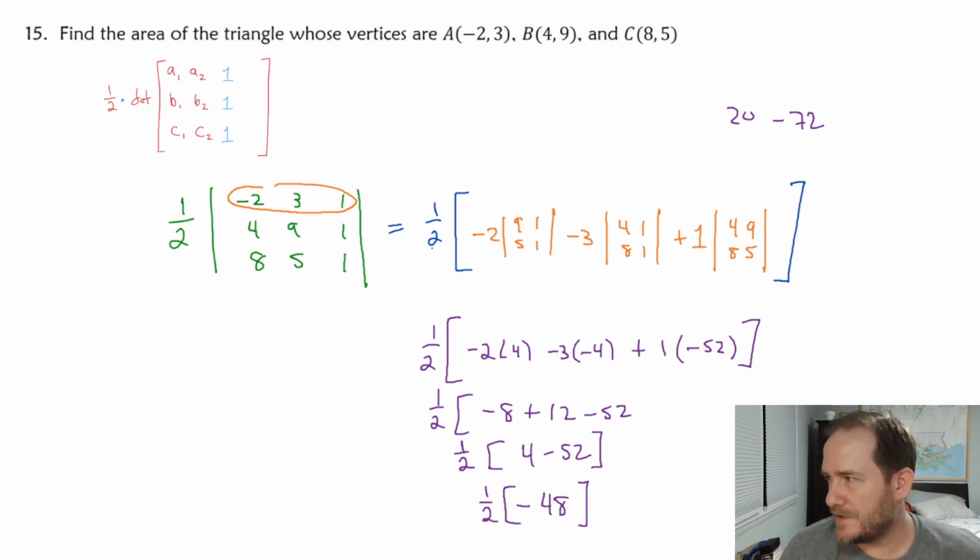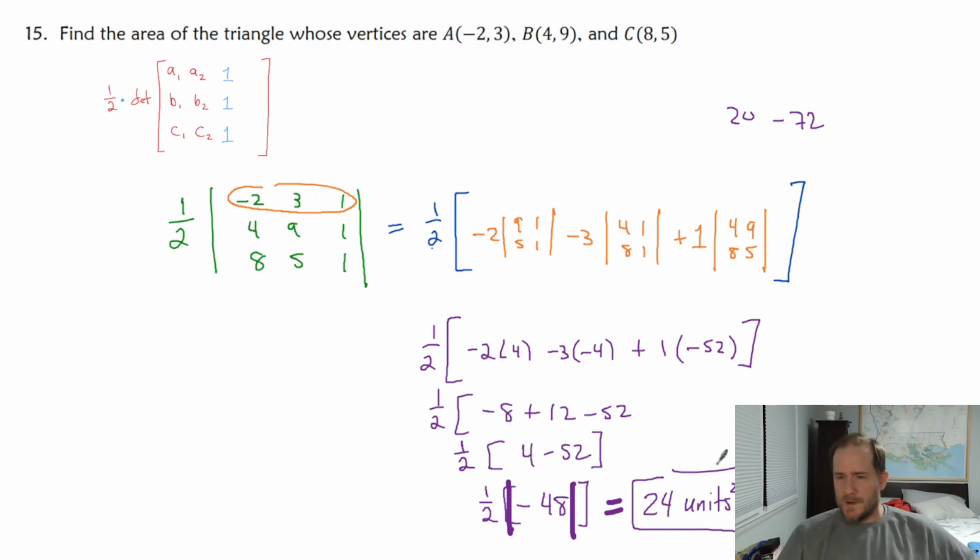And now seems as good a time as any to remind you that obviously if we're finding area, we really just want the absolute value of this number. So half of 48 is 24. And these would be square units. I hope that's right. That's probably right.